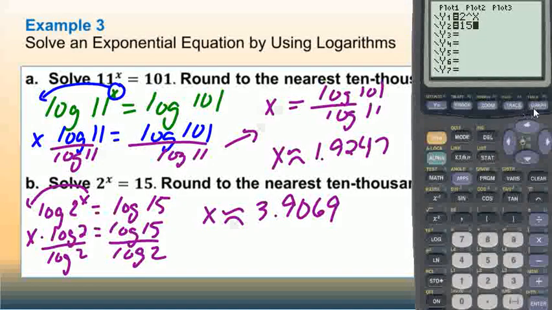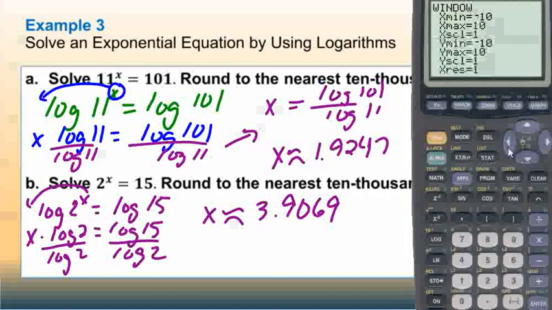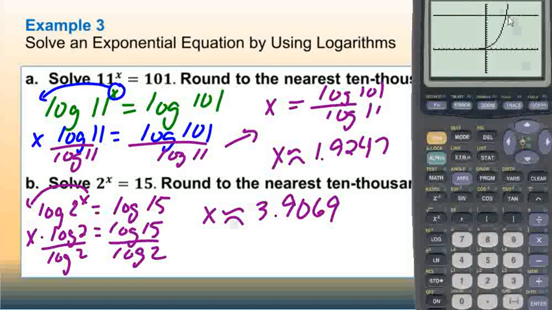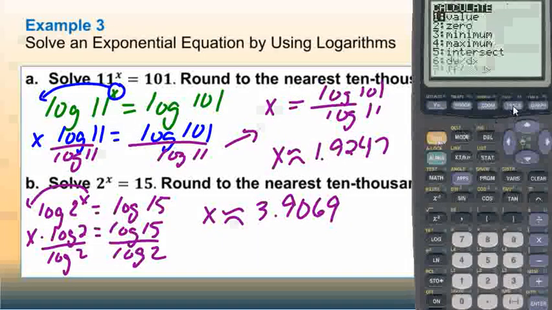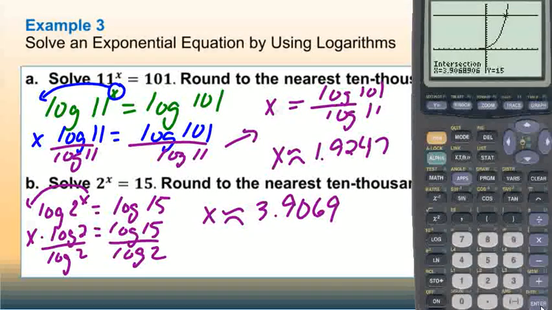And then graph this, I have to change the window. The y maximum, let's make that 20 so I can see the 15 here. So we want to find out where it crosses here. So second, trace, intersect number 5, hit enter. And we can see 3.9069. So this is where they would intersect. So that's another way of solving that using your graphing calculator.